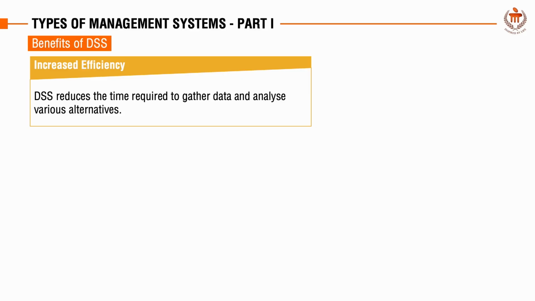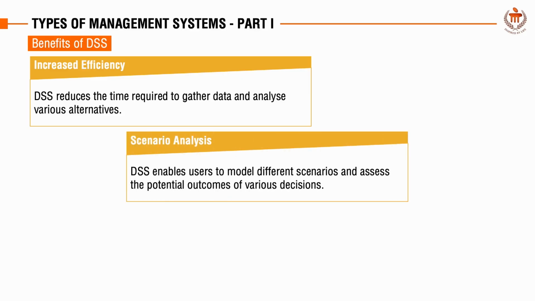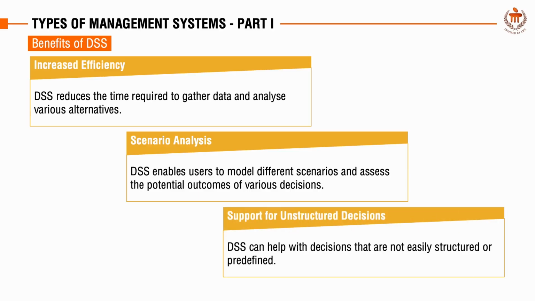The next benefit is scenario analysis, which means DSS enables users to model different scenarios and assess the potential outcomes of various decisions. This feature is particularly useful for planning and forecasting. The next benefit is support for unstructured decisions, which means DSS can help with decisions that are not easily structured or predefined. For example, it can assist in strategic planning or evaluating the potential success of a new product launch.